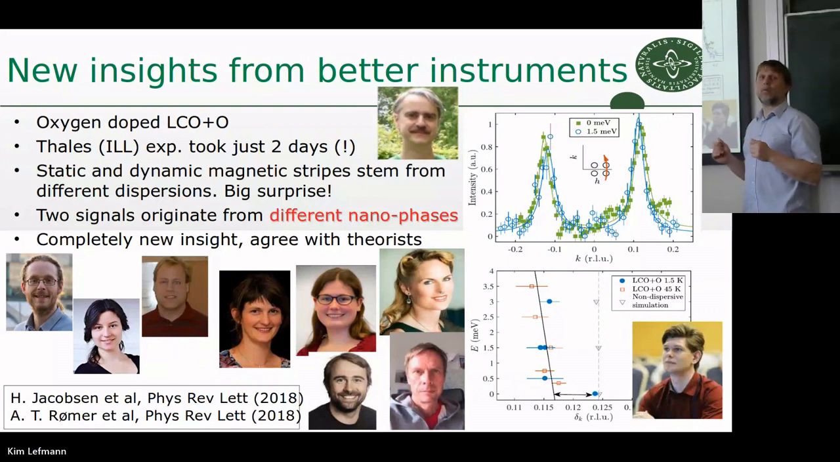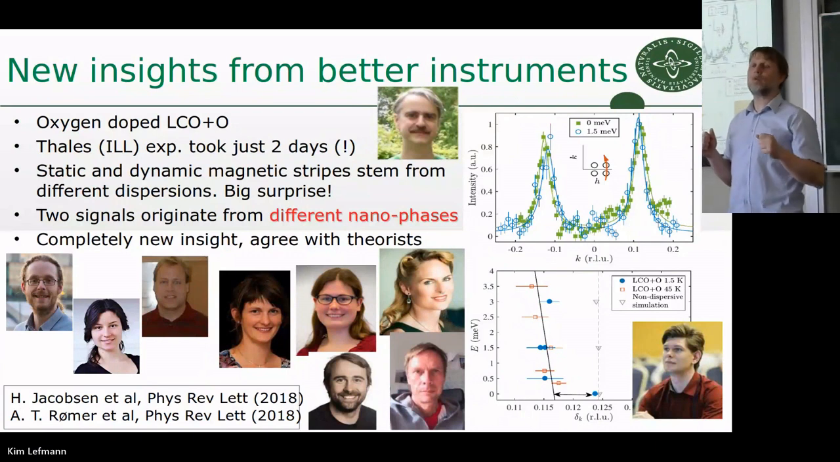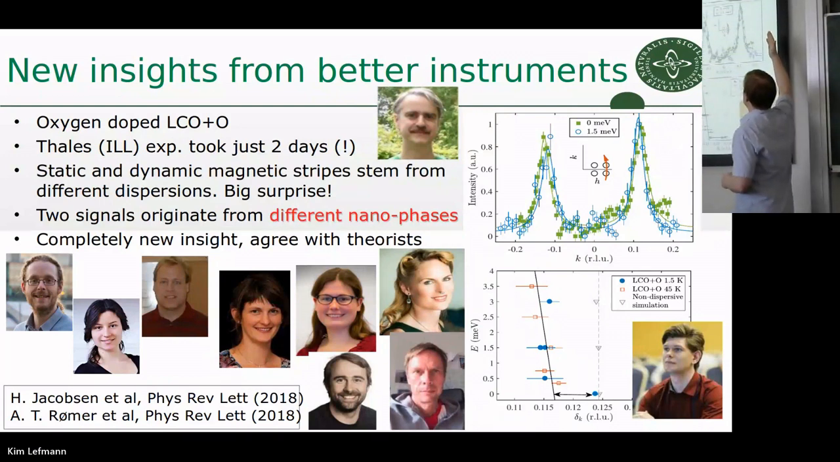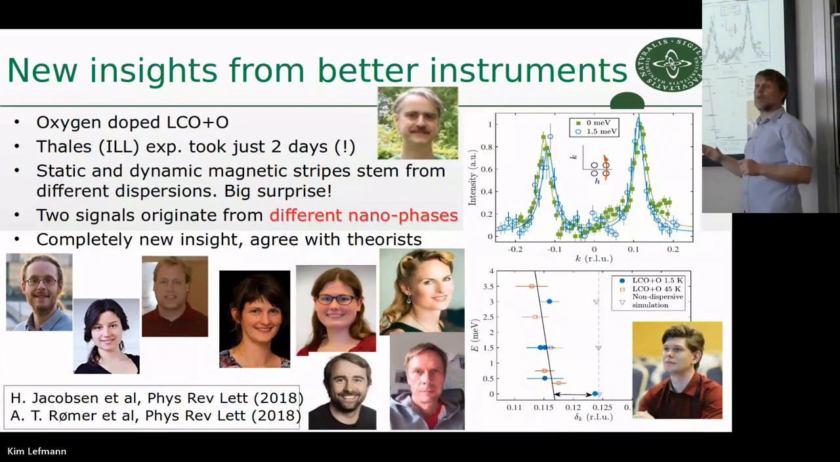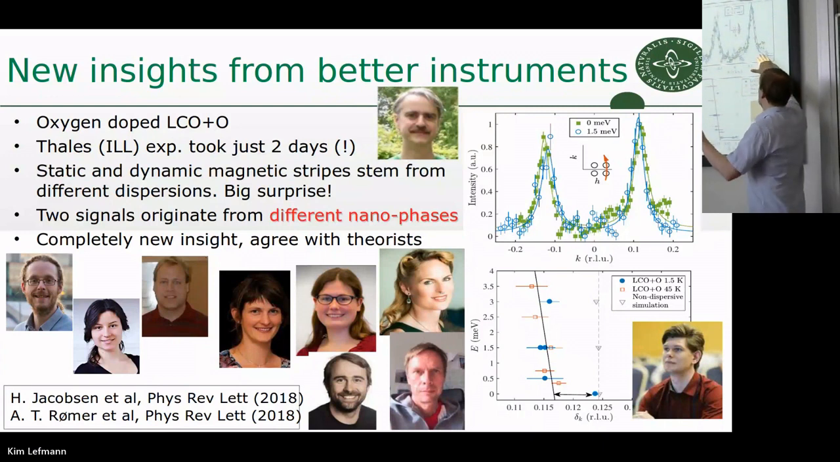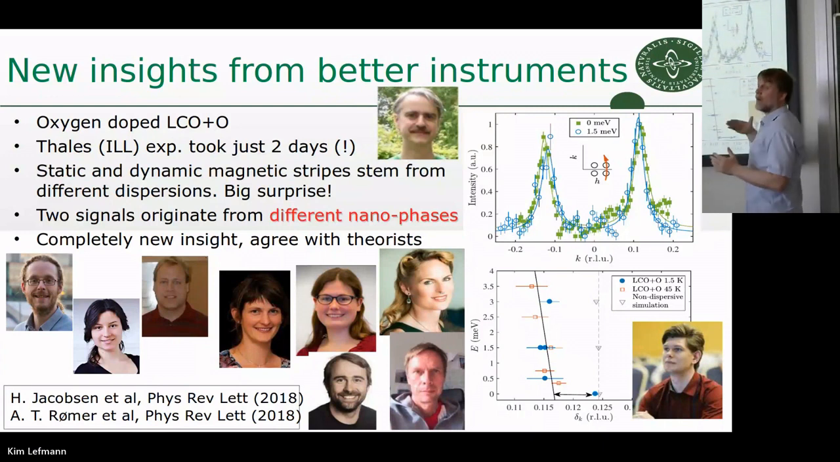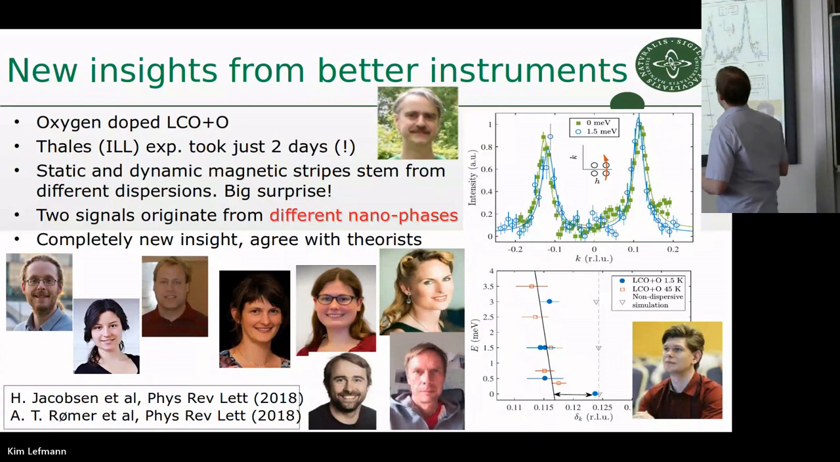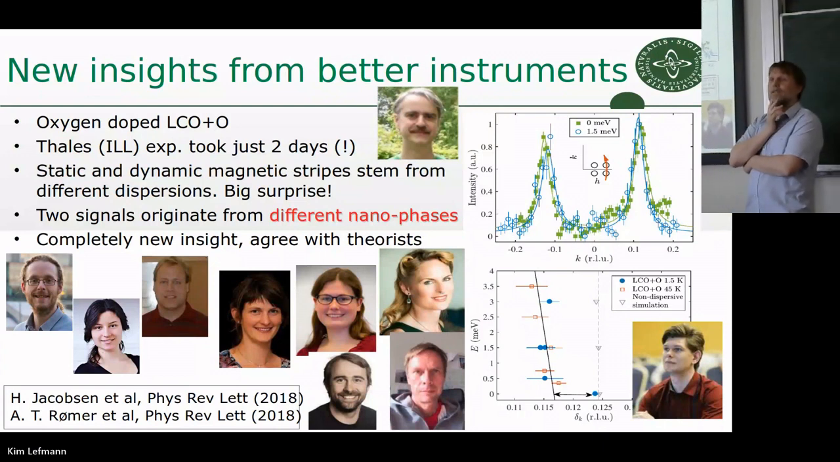Then a new improved spectrometer opened in Grenoble in 2016. We immediately went there to say, now we take our good old crystals and measure those again with a much better instrument. What happens? Here's the data. Green ones are the elastic scattering. This shows the static structure. The blue ones are from the vibrations of 1.5 millielectron volts. If you look carefully at them, they are not at the same Q. You have to look carefully.